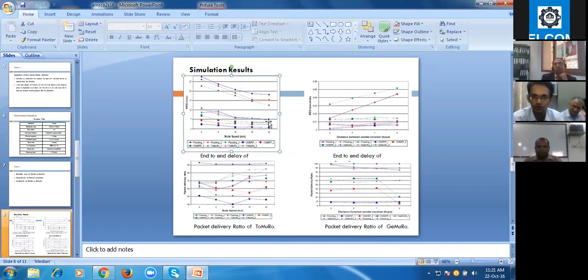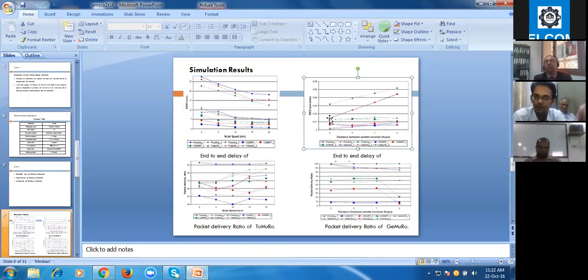Now I am showing you the simulation results I have got from the network simulator. First, you can see the two figures showing end-to-end delay: the first one is of ToMuRo and the second is of GeMuRo. These two look very similar because they start from the same point. We can see the graph rapidly degrading towards the saturation point, and in GeMuRo there is a rapid hike. So we can conclude that GeMuRo is much more efficient than ToMuRo in terms of end-to-end delay.